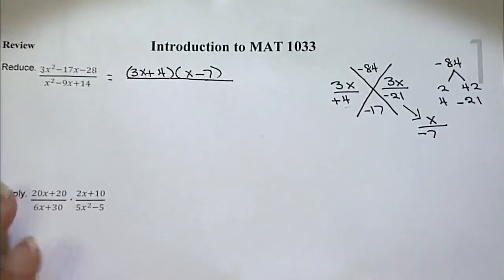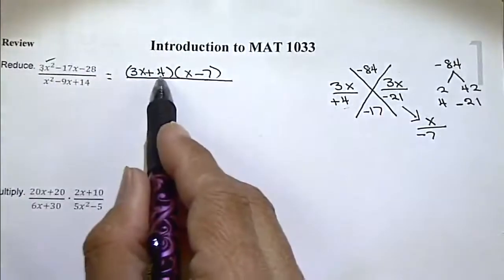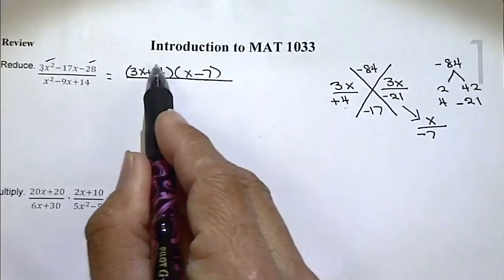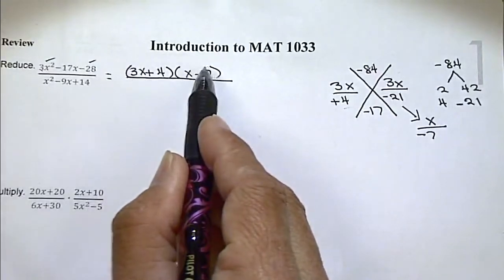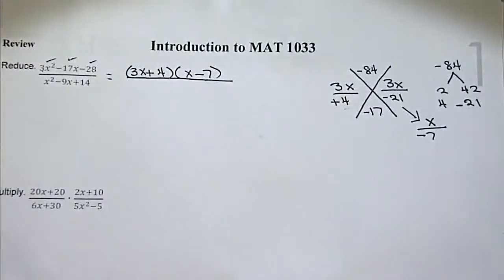I'm giving a slow version of these factorings because you've factored enough now that this should be easy for you, okay? This should be pretty simple, right? You getting there? Okay. So I'm going to say 3x times x is 3x squared. 4 times negative 7 is negative 28. When I combine these, I get 4x and negative 21x, well, negative 21 plus 4, right? And that gives me negative 17x. That's how I check it. FOIL to check, so that you make sure you've got the signs in the right place.